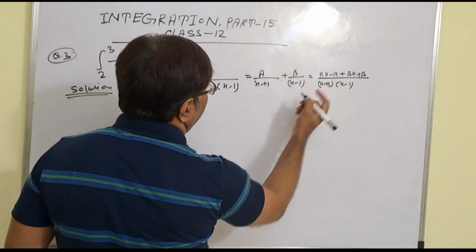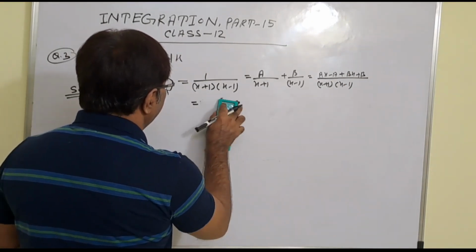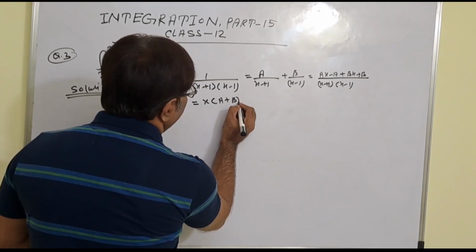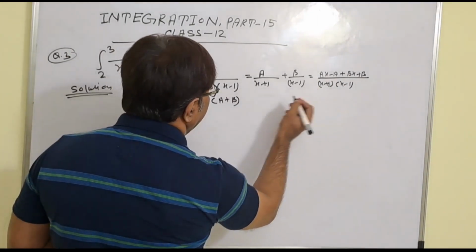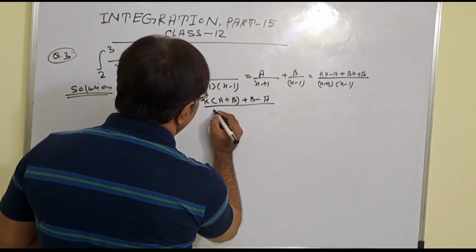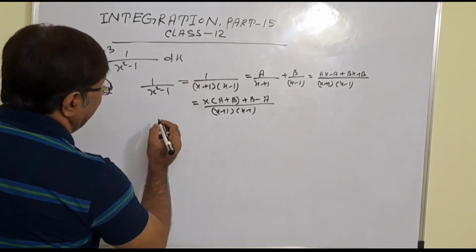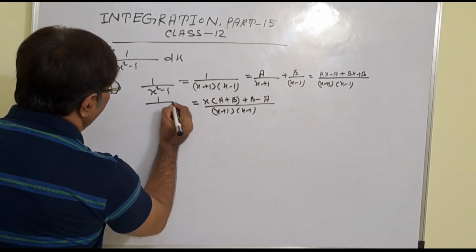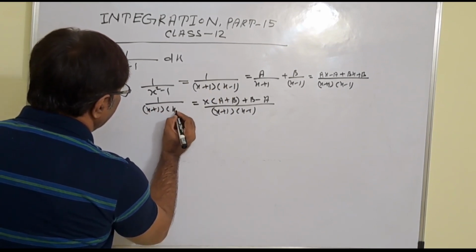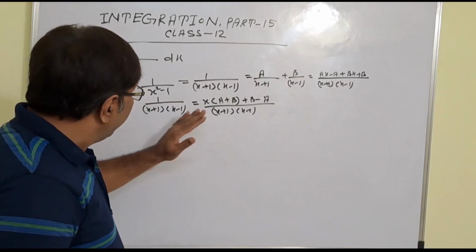So we can write here ax plus bx. x is common, so we will get (a plus b)x, and this is minus a plus b, so we can write b minus a. And here the denominator is (x plus 1)(x minus 1), and here it is 1 upon (x plus 1)(x minus 1). When we compare these two, the denominator is the same.